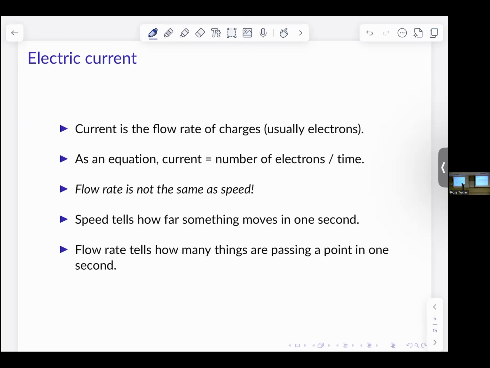It's not the same thing as speed. Speed tells you how far something goes in 1 second. Flow rate tells you how many are passing a point per second. Speed tells you the distance, flow rate tells you number per second.